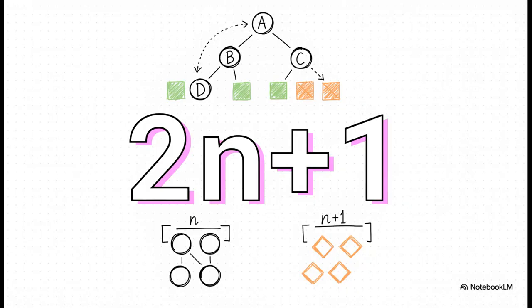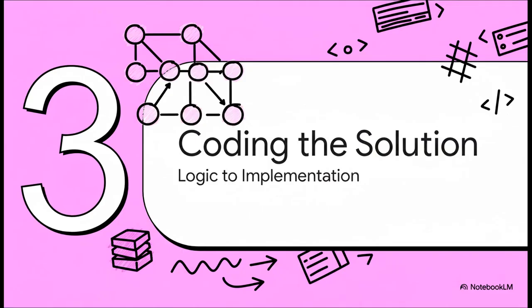And check this out. This method has a really cool mathematical property. For any tree with n nodes, this specific way of doing things will always give you exactly 2n plus 1 tokens. It's n tokens for the nodes themselves and n plus 1 tokens for all those nulls. Dropping a little gem like that in an interview shows you're not just coding, you're really understanding what's going on underneath.